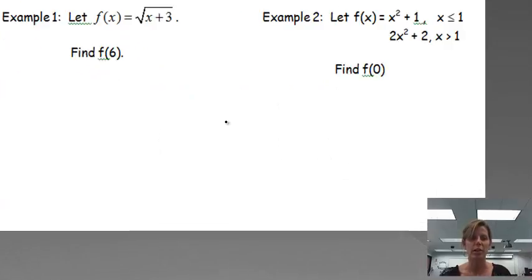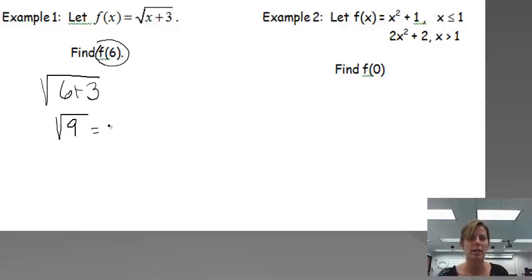All right, now let's start to evaluate a function. And just in case you don't remember, we're just going to plug in the given value for the independent variable and simplify. So in this first example, we have f of x equals the square root of x plus 3. And when it says to find f of 6, all we need to do is go into our function and plug in 6 for the x value. So we'll put 6 plus 3. That gives me the square root of 9, which is 3. So we have just found that f of 6 is equal to 3.